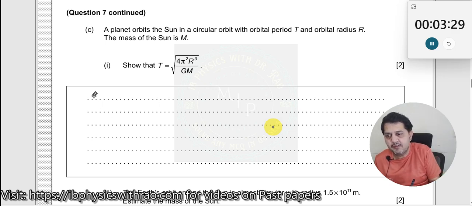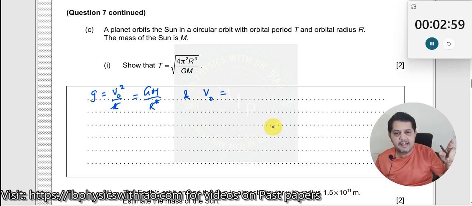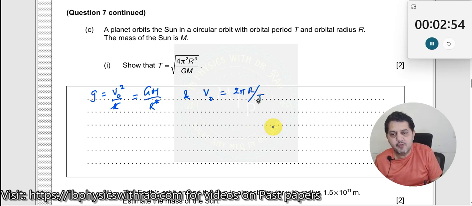So very simple. What you do is, first take the value of g, which is equal to v naught square divided by r, orbital velocity square divided by r. And this should also be equal to GM divided by r square. So this r and this r goes away. Now we already know that orbital velocity is equal to total distance the satellite covers in one time period divided by time period, 2 pi r by T.